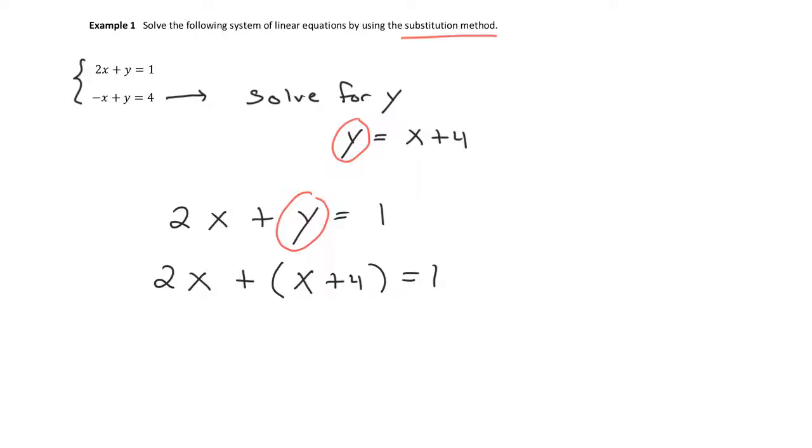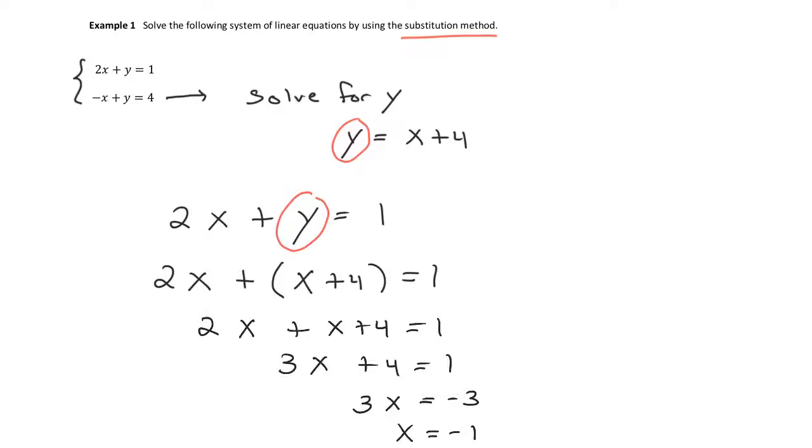If I go and try to solve this equation, this is 2x plus x plus 4 is 1, or 3x plus 4 is 1. If I subtract 4 from both sides, I get 3x is equal to negative 3. And if I divide both sides by 3, I get x is equal to negative 1. This is the x value that we got in the previous example.